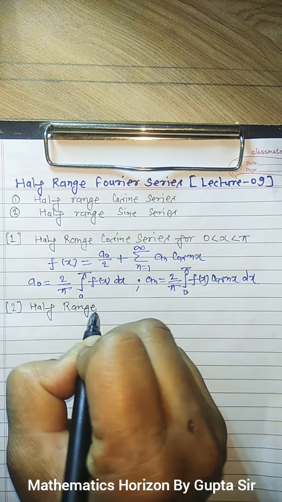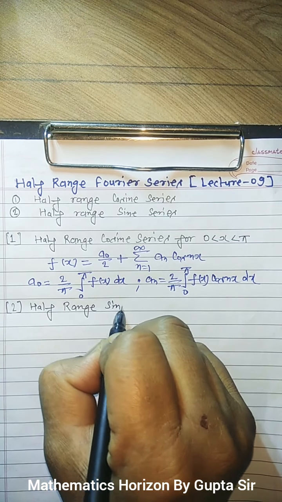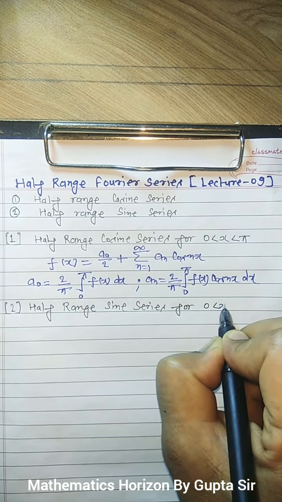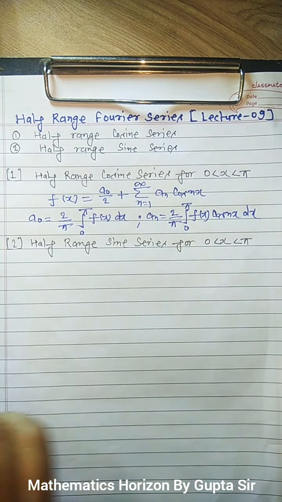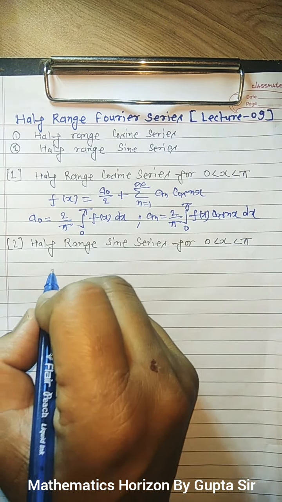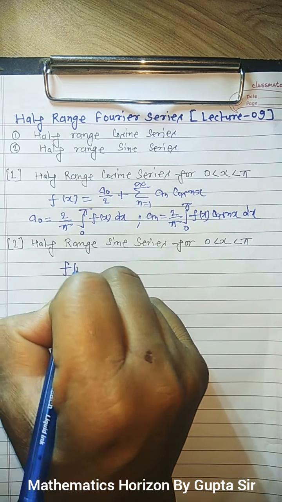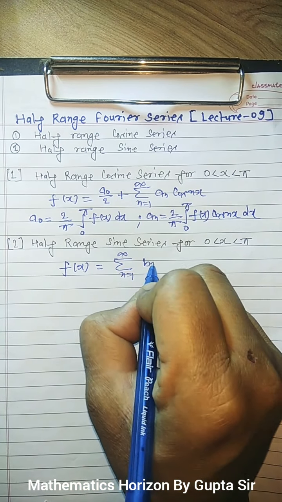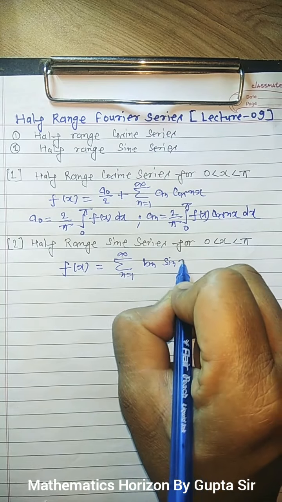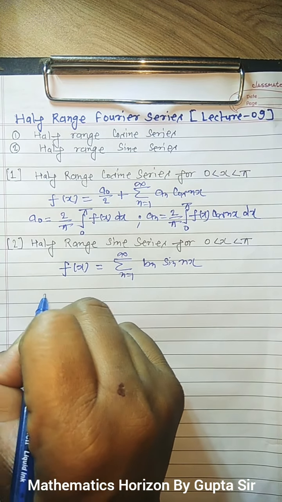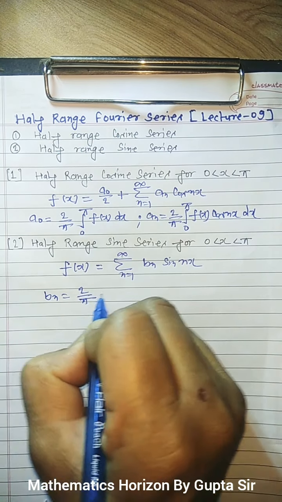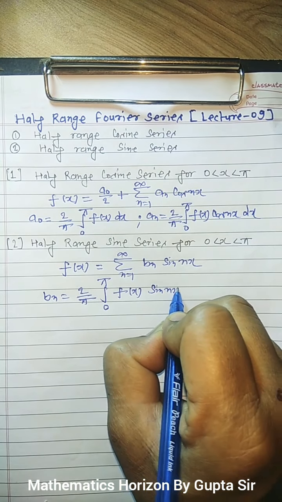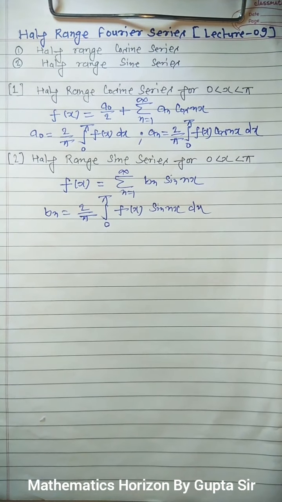Half-range sine series for the interval 0 less than x less than pi is defined by the formula f(x) is equal to summation n equal to 1 to infinity bn sin nx, where the formula of bn is 2 upon pi integration of 0 to pi f(x) sin nx dx.